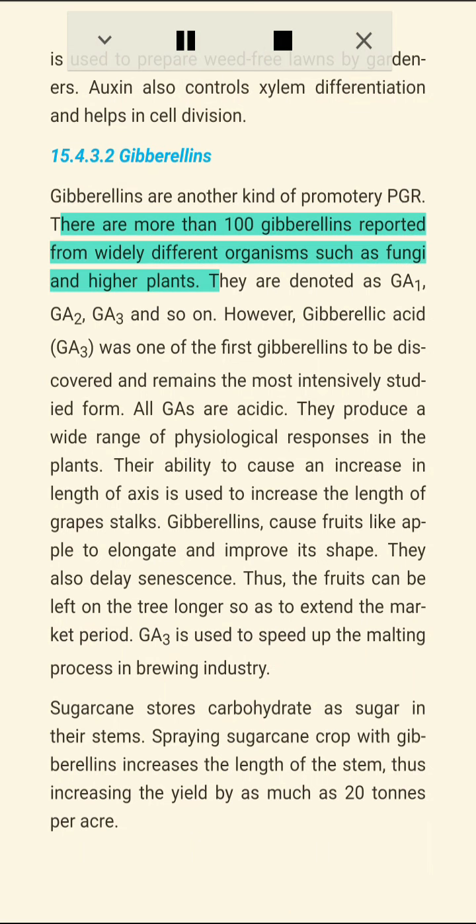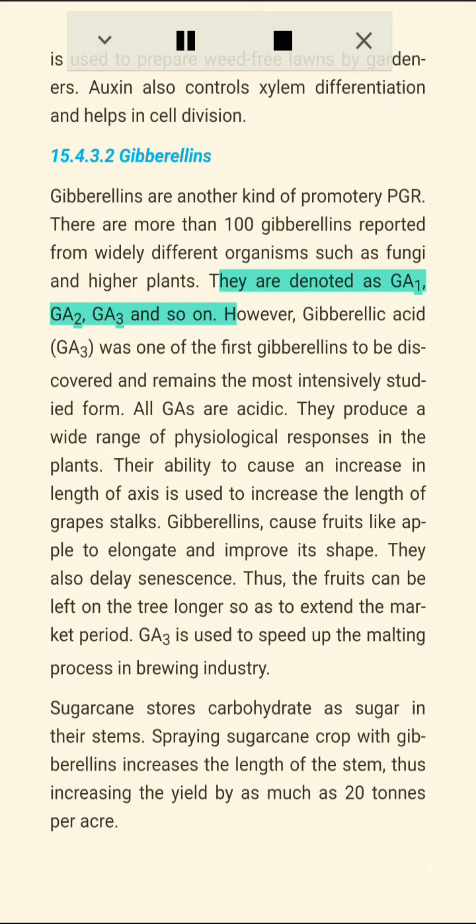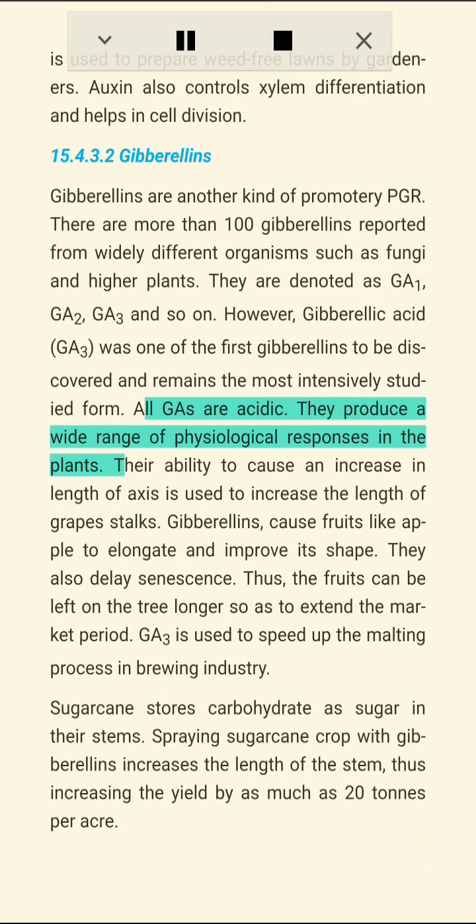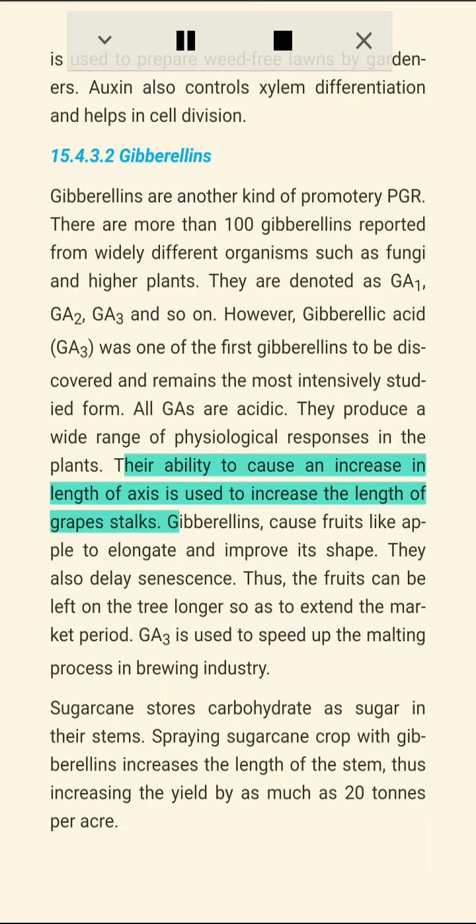15.4.3.2 Gibberellins. Gibberellins are another kind of promotory PGR. There are more than 100 gibberellins reported from widely different organisms such as fungi and higher plants. They are denoted as GA1, GA2, GA3 and so on. However, gibberellic acid, GA3, was one of the first gibberellins to be discovered and remains the most intensively studied form. All GAs are acidic. They produce a wide range of physiological responses in the plants.